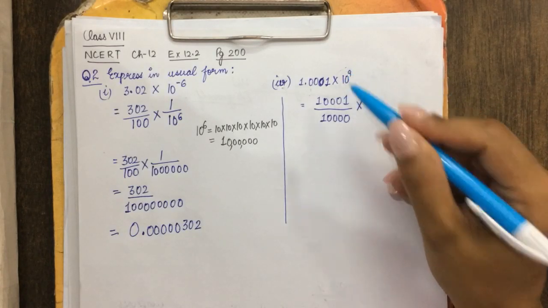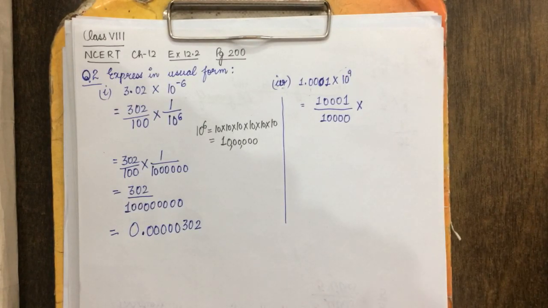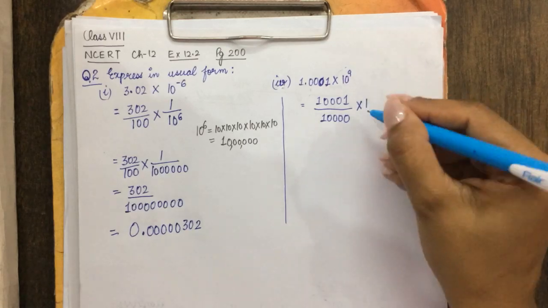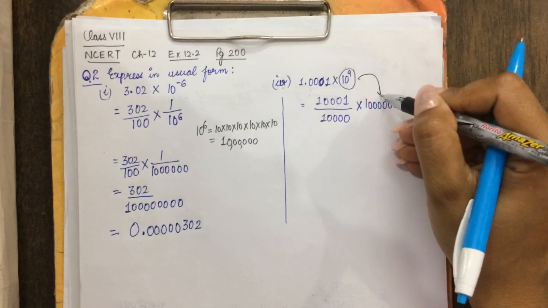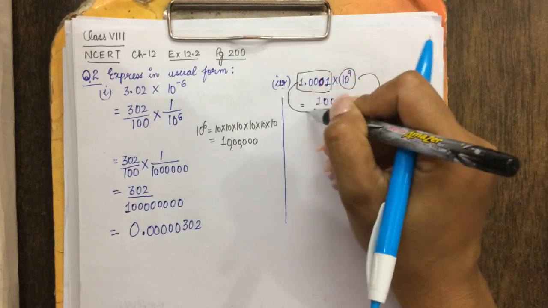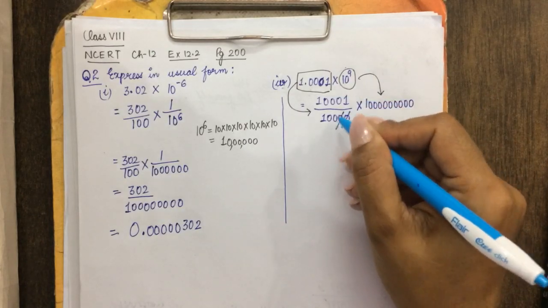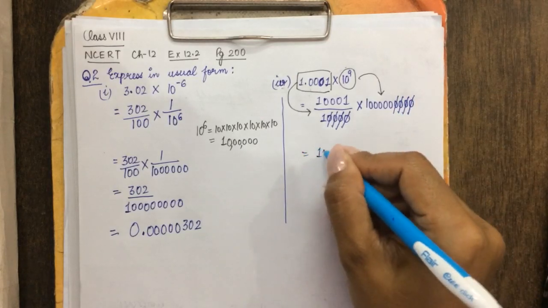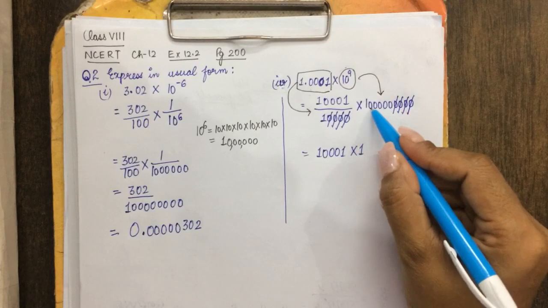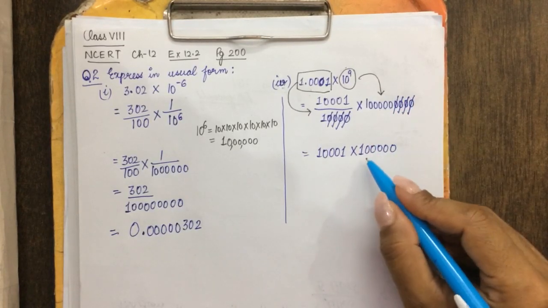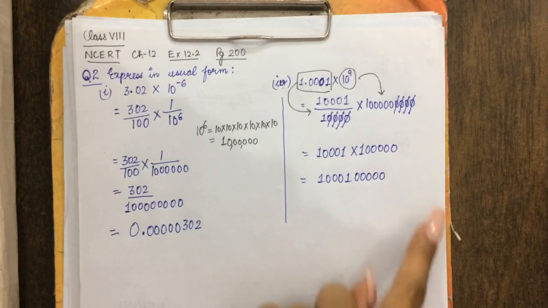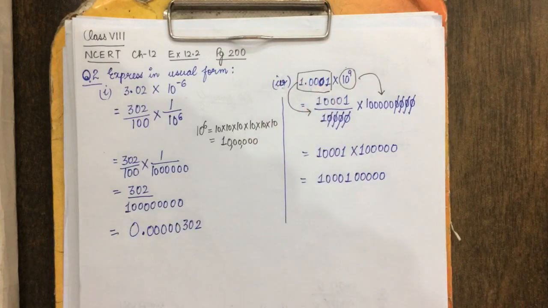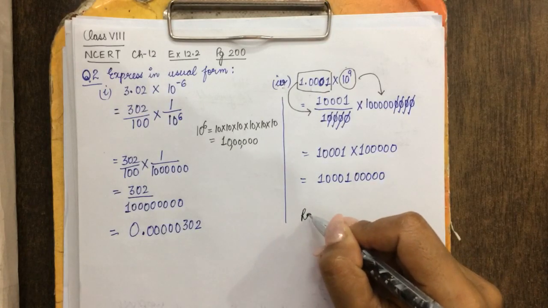So 10 raised to the power 9 means 10 multiplied 9 times with itself, which will give me 1 followed by 9 zeros. 1, 2, 3, 4, 5, 6, 7, 8, 9. So this can be written like this, and this number has been written as a fraction. Now solve. These 4 zeros get cancelled with these 4 zeros. I'm left with 10,001 multiplied with 1 followed by 5 zeros. So multiply and give your answer. That's it. This is a very large number which had been given to us in standard form and we have now converted it into its usual form. You will be doing the remaining parts yourself. Remaining parts are your homework.